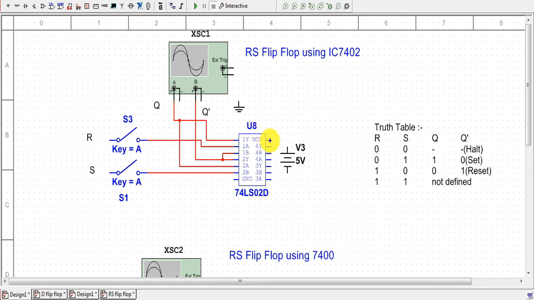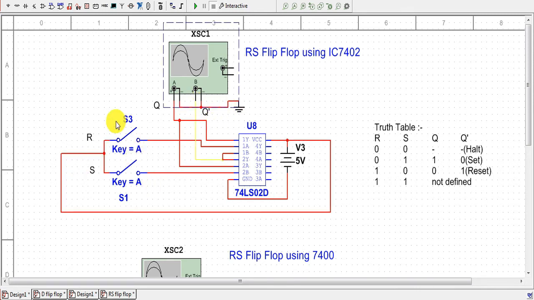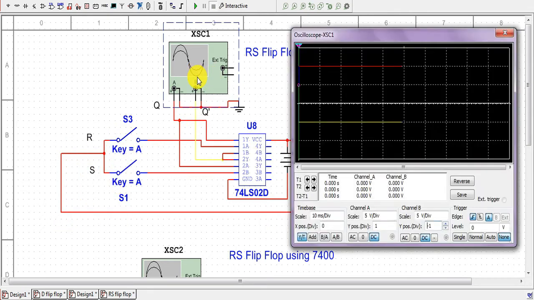We will connect the last pin, that is the 14th pin, to the positive supply, and the 7th pin to the ground. So this is the simple circuit connection, or basically the wiring diagram, for an RS flip-flop using IC 7400. Now we will connect the other channel of the oscilloscope, that is the negative channel, to the ground. We will also connect key A and key B to the positive power supply, and now we will see the output. So initially we will assume that our Q state is at state 1, that is in the reset position, and Q bar at a 0 state.